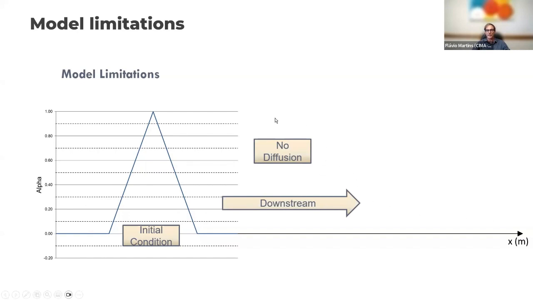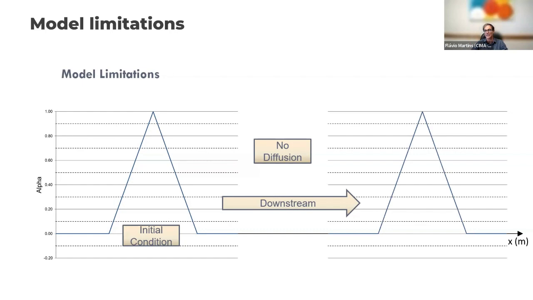But imagine the river has no diffusion. We know real rivers always have diffusion. But in a model, we can play with the model and say, okay, what happens if I don't put the diffusion term? Then I only have the transport of the pollutant. So all this concentration will move downstream and I will get something like this. This is the correct solution in a river without diffusion.